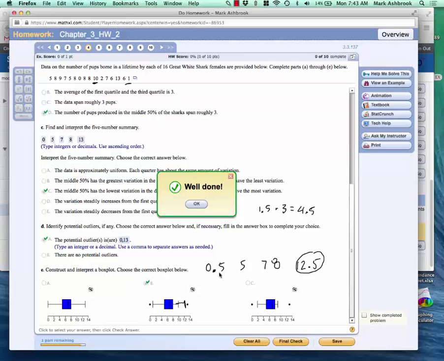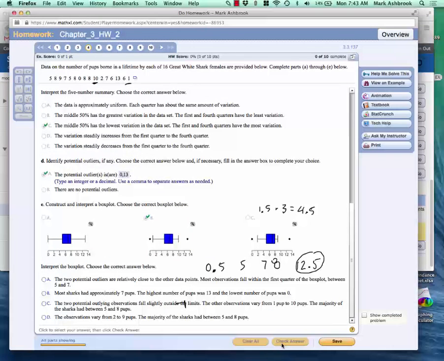Is there still more? Another one. Here, the 2 potential outlying observations fall slightly outside the limits. The other observations vary from 1 to 10 pups. The majority of the sharks have between 5 and 8 pups. That's our conclusion.